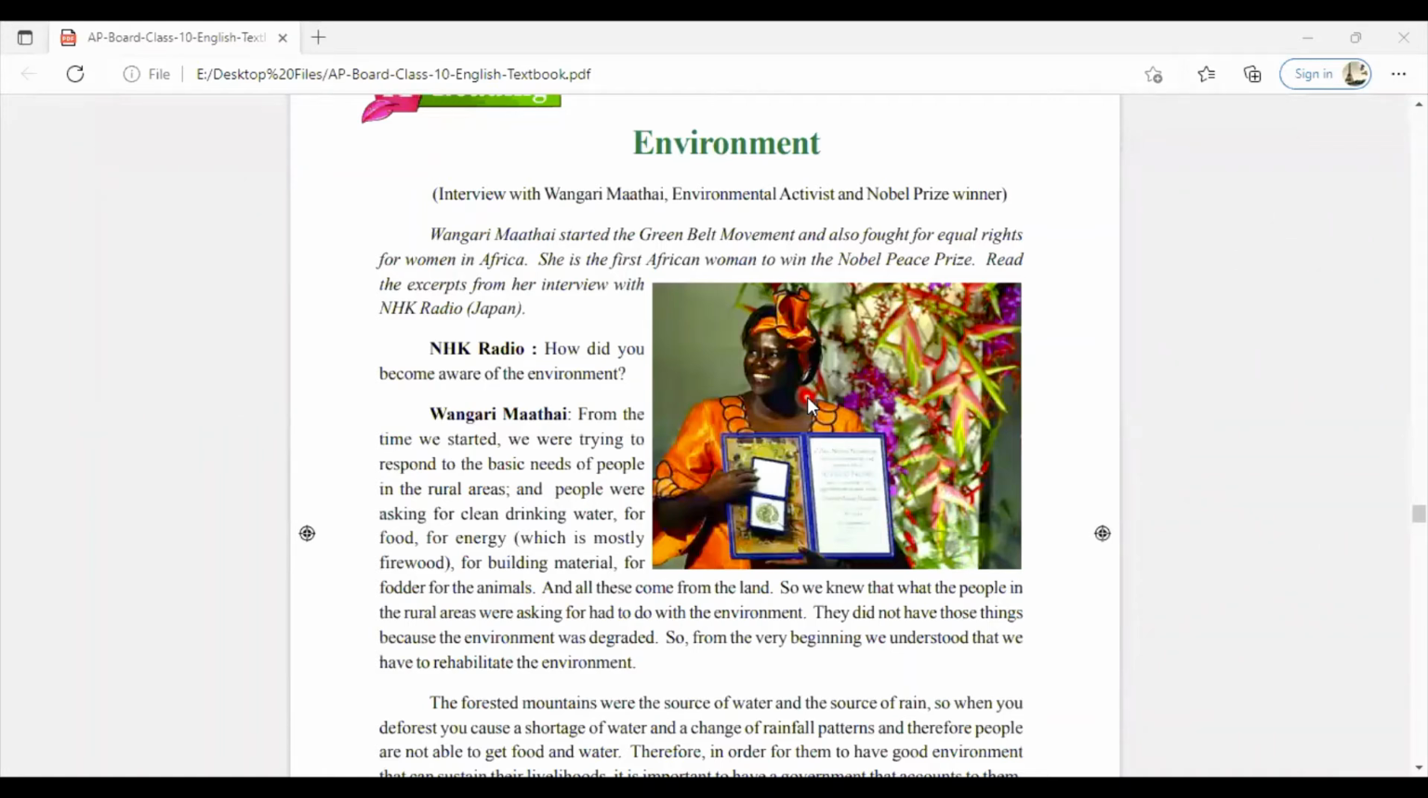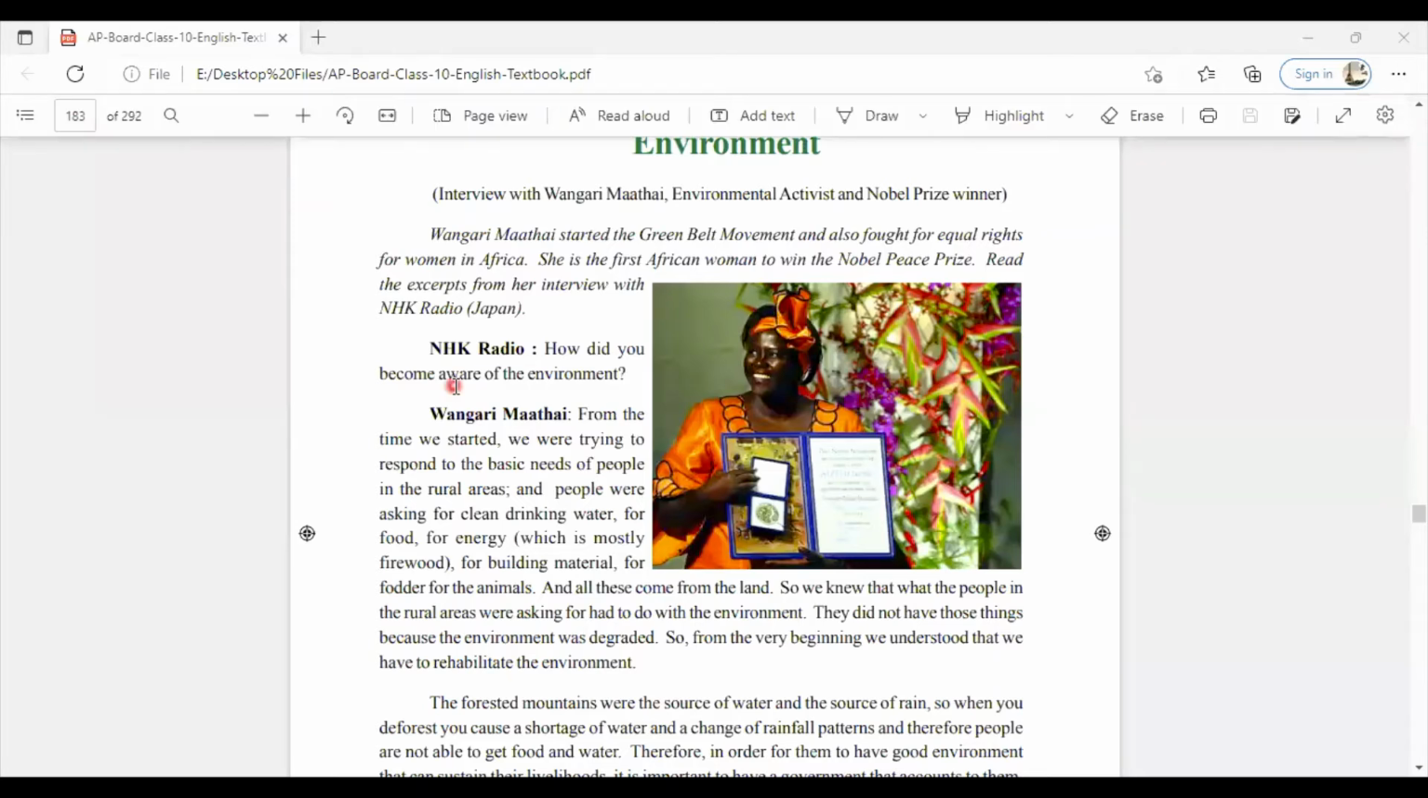So what is the type of text? The type of text is an interview with Wangari Maathai. She is an environmental activist and also a Nobel Prize winner. This lady started the Green Belt movement and also fought for equal rights for women. She's the first African woman to win the Nobel Prize. So this is the introduction of Wangari Maathai.